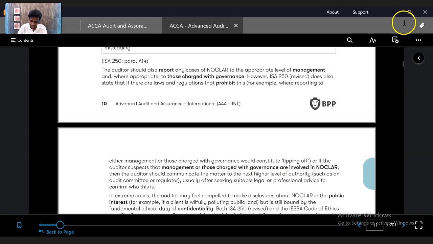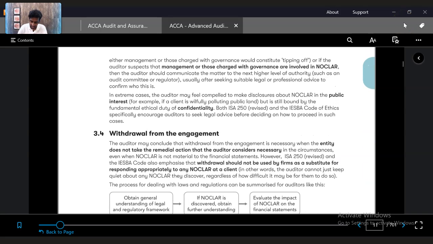In extreme cases, if the non-compliance is so severe, you can compel the management to do some disclosures as part of the public interest. You can also ensure that you come out and follow the confidentiality agreement, but speak out in terms of the non-compliance as well to the relevant authorities or regulatory board of the auditor.